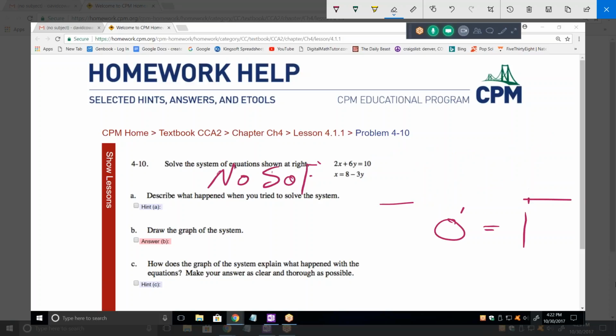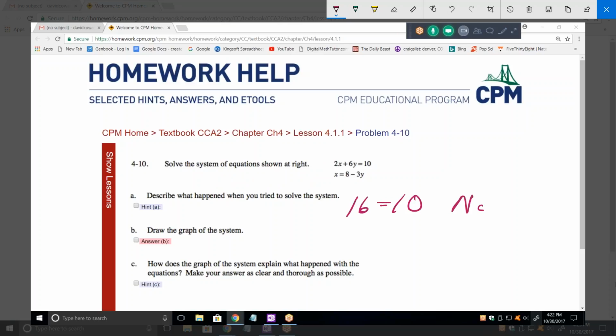And this is the second one we've encountered. So whoever is making up this material likes these no solution ones. And A says, describe what happened when you tried to solve the system. Well, we got 16 equals 10, and that means no solution. Draw the graph of the system.